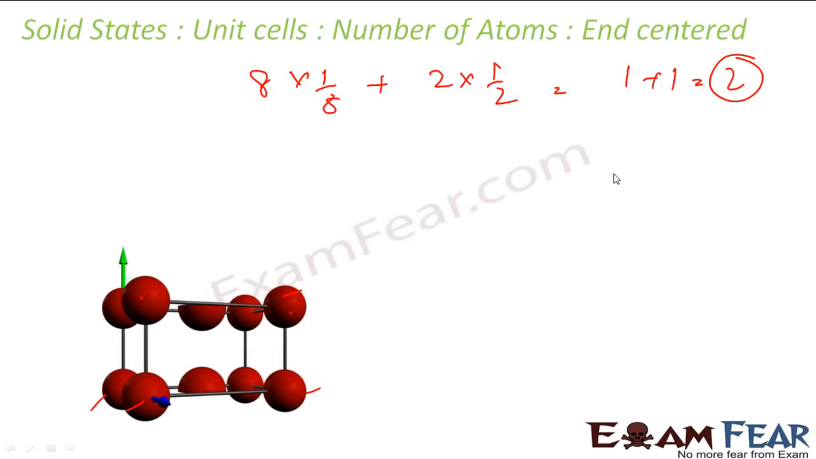In case of normal cubes, we have only one atom per unit cell. In case of body-centered, 2 atoms per unit cell. In case of face-centered, 4 atoms per unit cell. In case of end-centered, 2 atoms per unit cell.